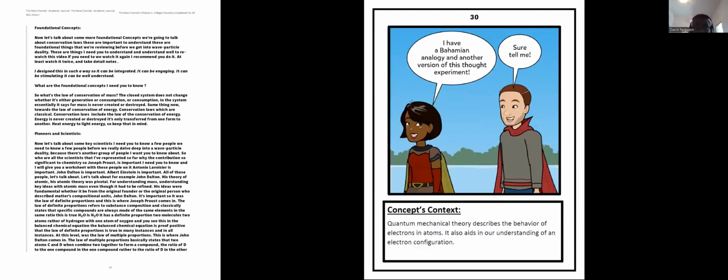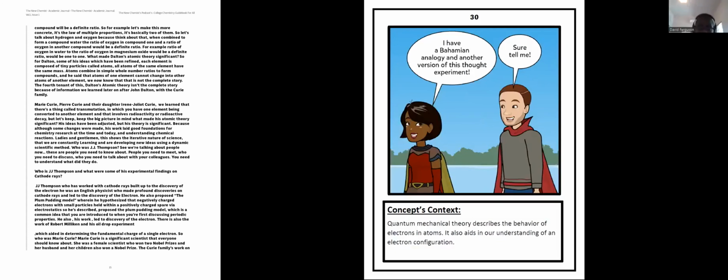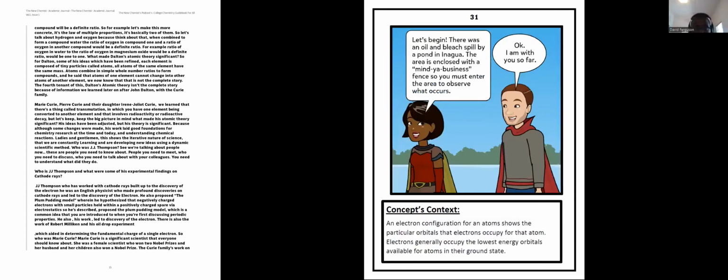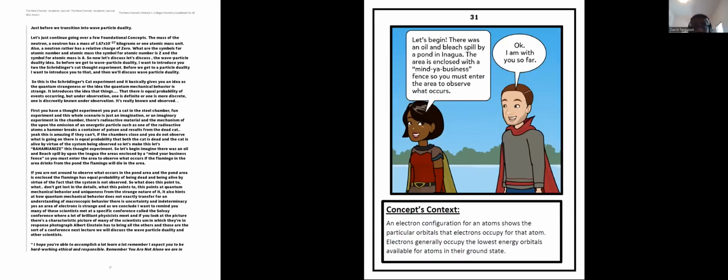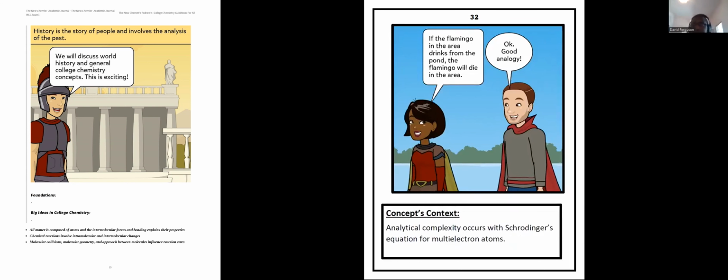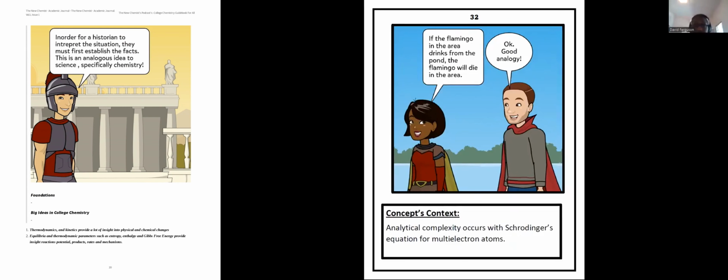Quantum mechanical theory describes the behavior of electrons and atoms. It also aids in our understanding of electron configuration. An electron configuration for atoms shows the particular orbitals that electrons occupy for that atom. Electrons generally occupy the lowest energy orbitals available for atoms in their ground state. The analytical complexity occurs with Schrödinger's equation for multi-electron atoms.